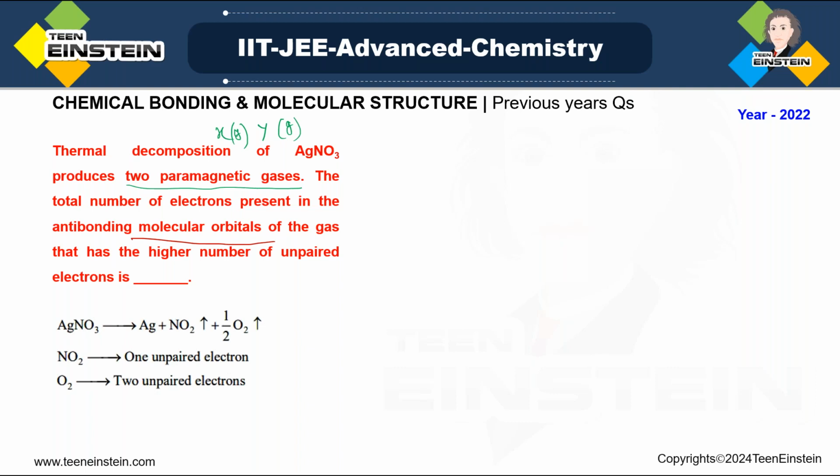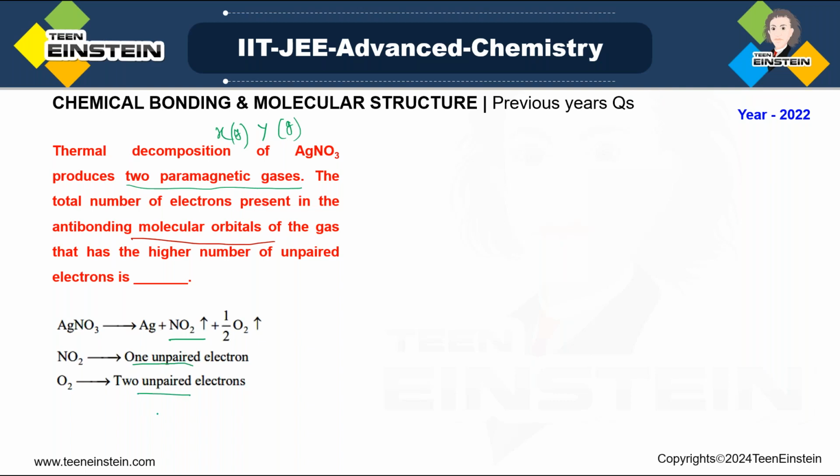So this is the reaction of decomposition of AgNO3, where we are getting silver metal, nitrogen dioxide gas, and oxygen is produced. Balancing is not important. Now in NO2 there is 1 unpaired electron and in O2 there are 2 unpaired electrons.